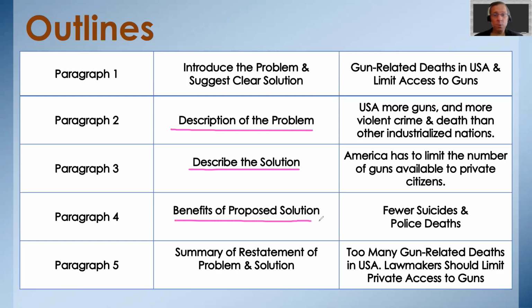And in paragraph 4, he talks about the benefits of the solution. And those include fewer suicides and fewer police deaths. In paragraph 5, the author summarizes and restates the problem and the solution. There are too many gun-related deaths in America, and lawmakers should limit private access to firearms.